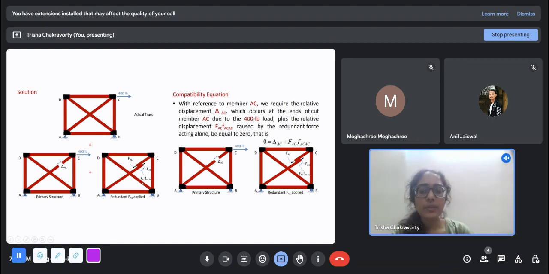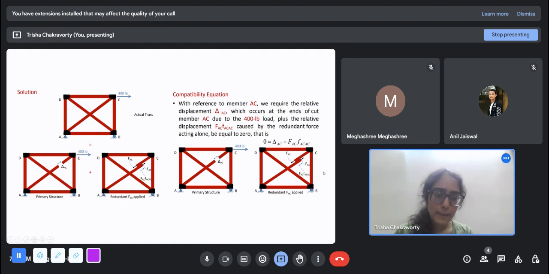Basically, what the compatibility condition says is that the total elongation or shortening, since these two members are joined, the total deflection, the total displacement in this member should be zero. There will be two contributions, one from the primary structure, one from the redundant structure, that should add up to zero.